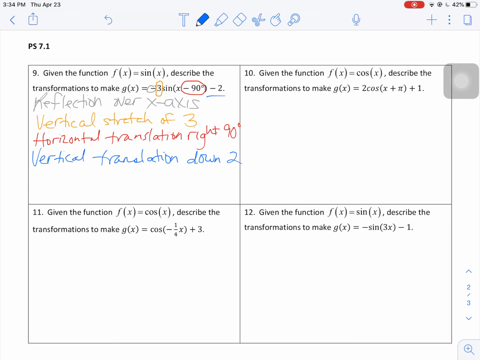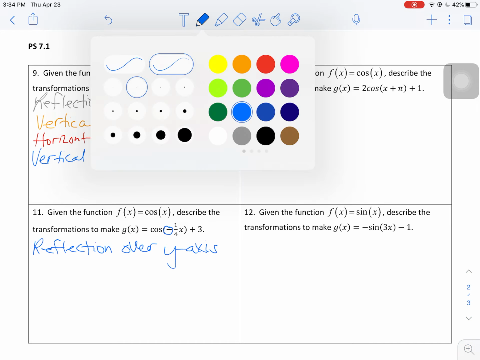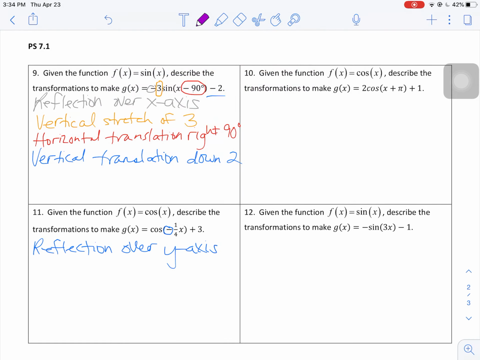I'll do number 11. So on number 11, the parent function is cosine. And then we want to see how it transformed to get g of x. So that negative sign inside the parentheses would be a reflection over the y-axis. And then the horizontal compressions and stretches are, again, kind of goofy, opposite of what we think they should be.